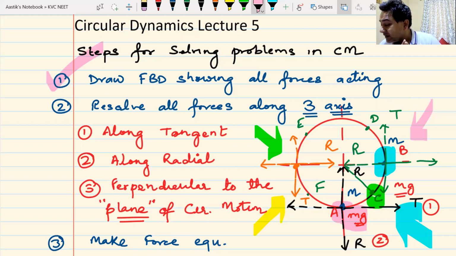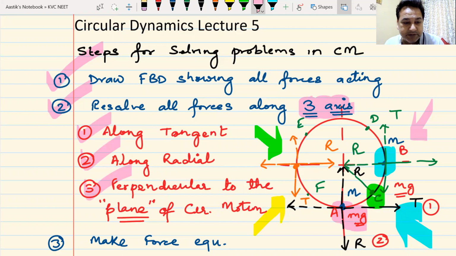Okay, the first step is draw the free body diagram, showing all forces acting. Great. What about the second step? Resolve all forces along three axes. What are the three axes that we are talking about here? Along tangent, along radial, perpendicular to the plane of circular motion. Okay, so one is along tangent, the other one is along radial or towards the center. The third one is the perpendicular direction.